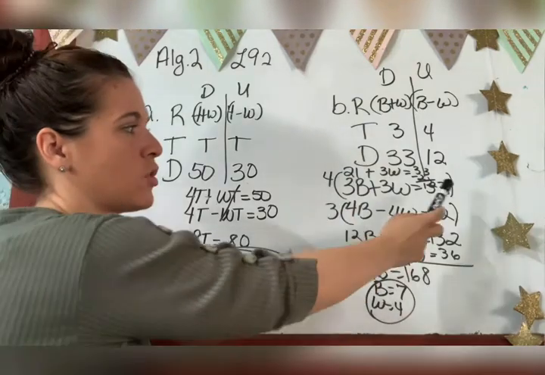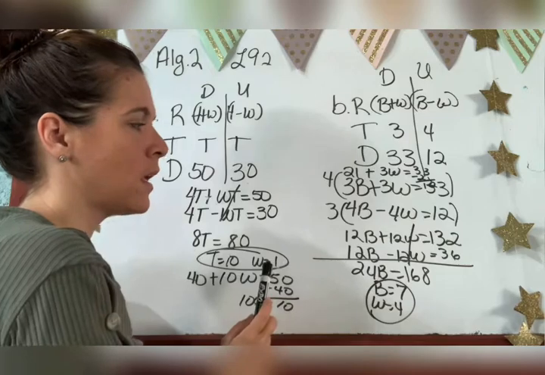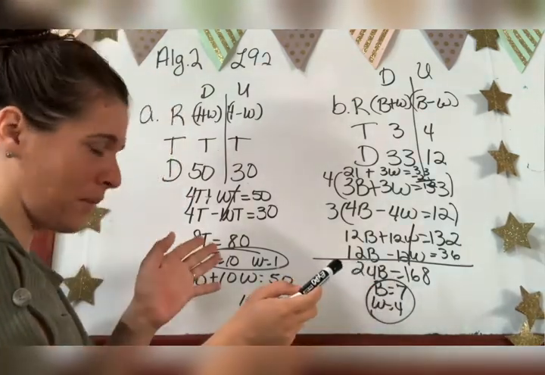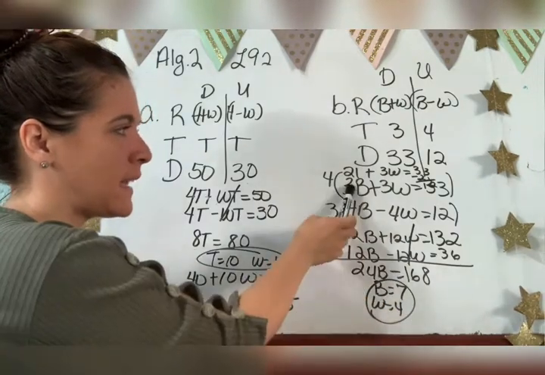So then you're going to need to do elimination, but you have to multiply this by 4, this by 3 to cancel out your W's. You get 24B equals 168, so that's B equals 7. Plug B back into here and solve for W, which is 4.